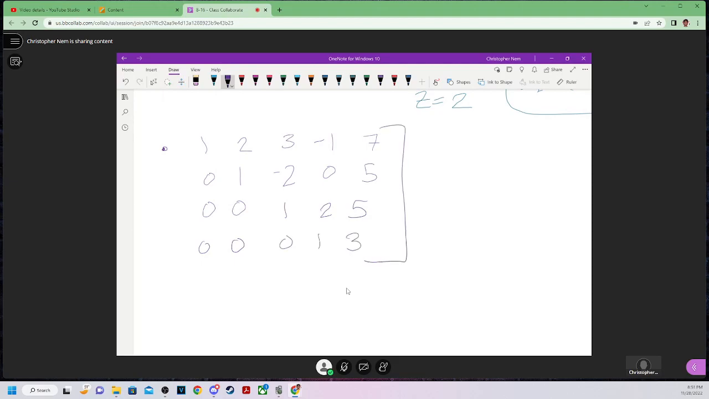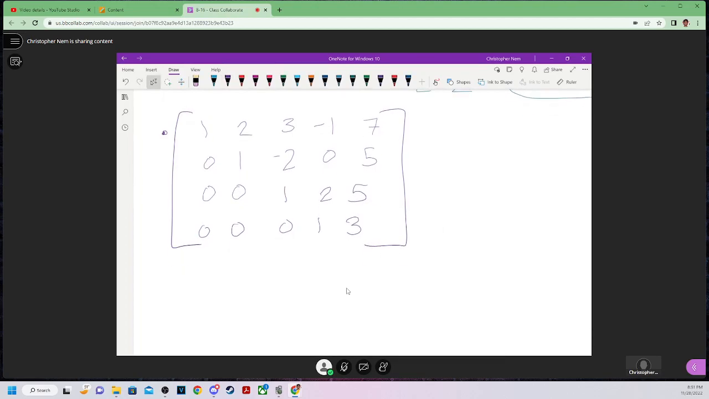All right, let's work with this matrix. Go ahead, pause the video. See if you can reduce this as much as possible. This is already in echelon form. Already in echelon form. Boom, boom, boom, boom. See if you can put this in reduced row echelon form. I'll come back in a few seconds.